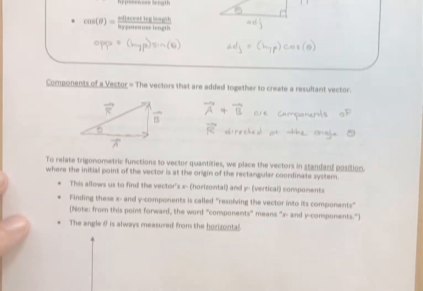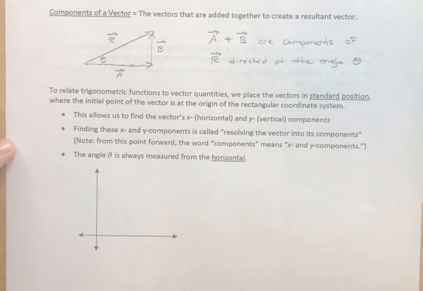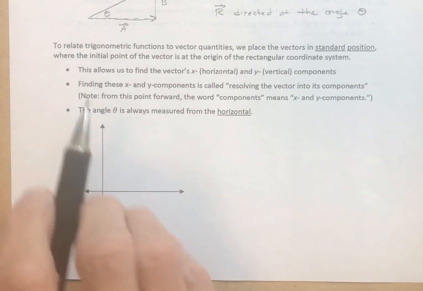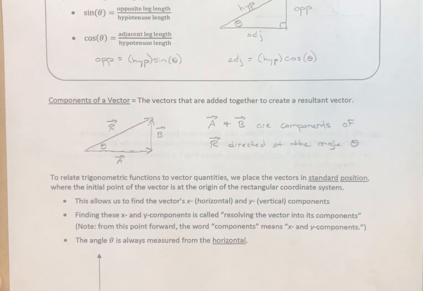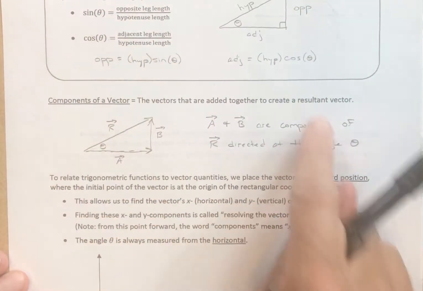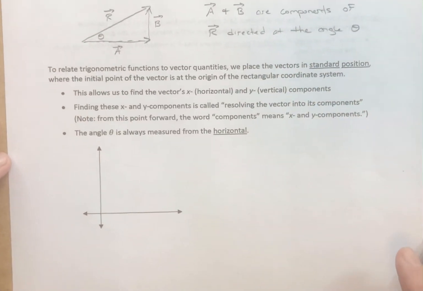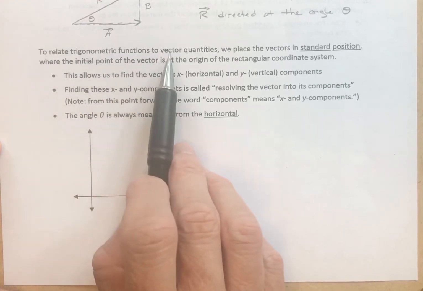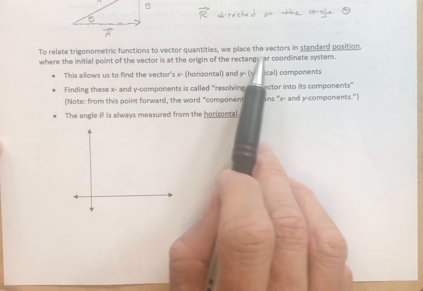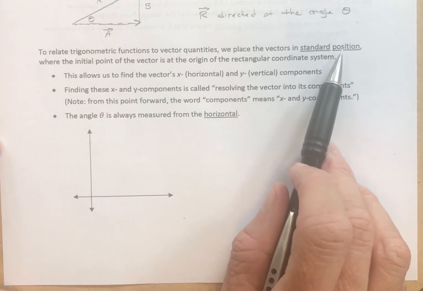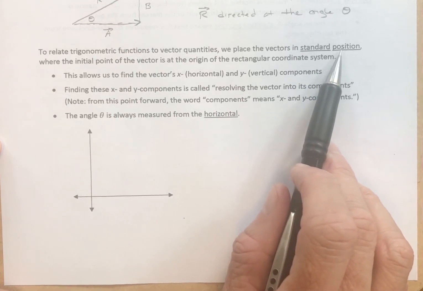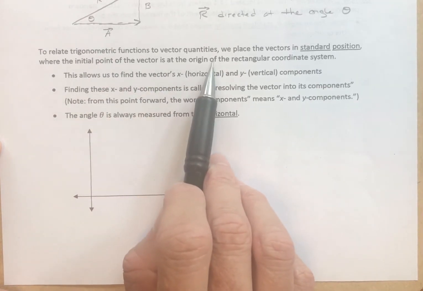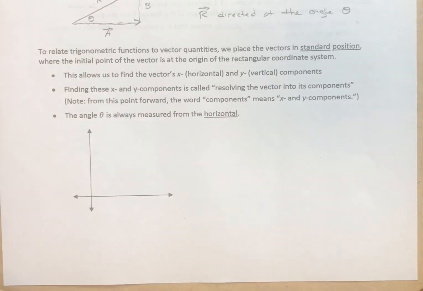All right, let's take a look at how this might work in terms of what we want to do with these components. Okay, so now we're going to relate our trig information with what components are. Okay, let me get this straightened out, I hope. Okay, to relate trigonometric functions to vector quantities, we place the vectors in standard position. Okay, standard position for a vector means the initial point of the vector is at the origin of the rectangular coordinate system.